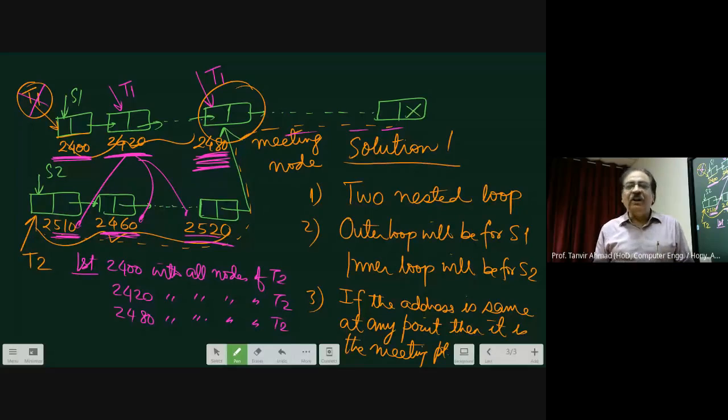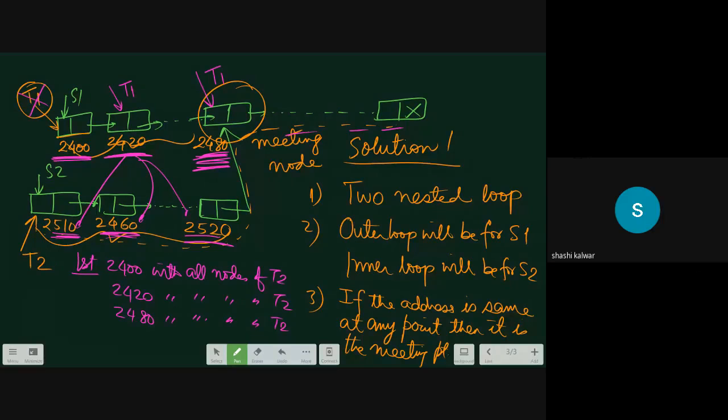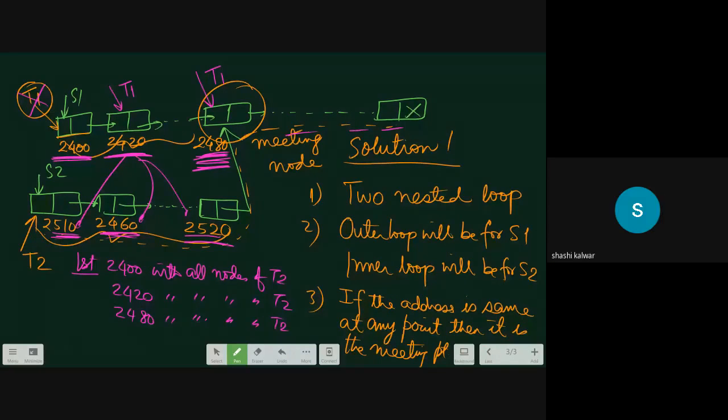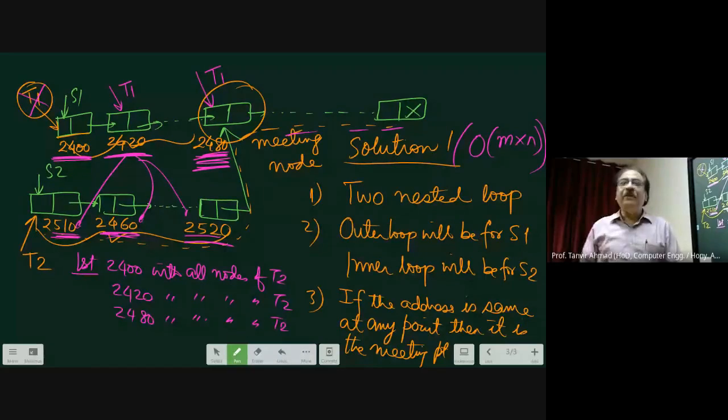Now, quickly tell me, what is the complexity of this algorithm? Sir, O of n square. Order of n square. Or you can say, if m is the length of the first linked list and n is the length of the second linked list, then the time complexity will be big O of m into n.